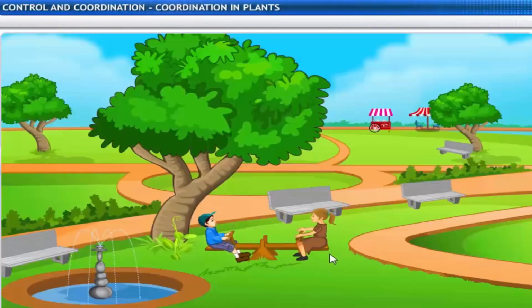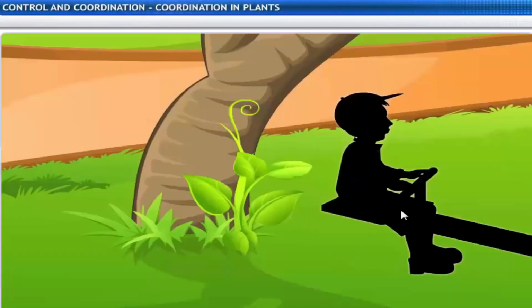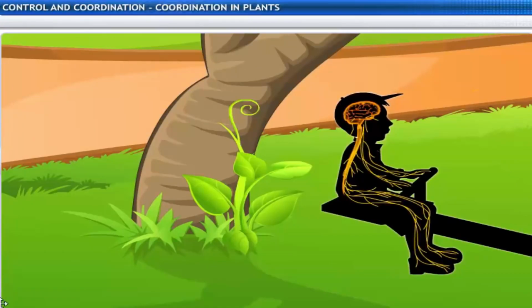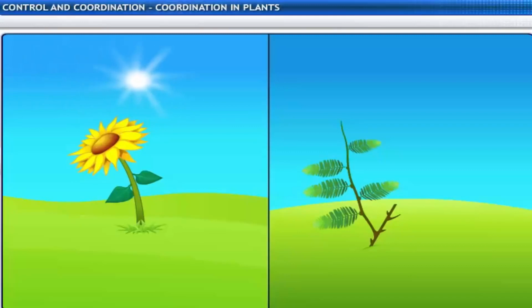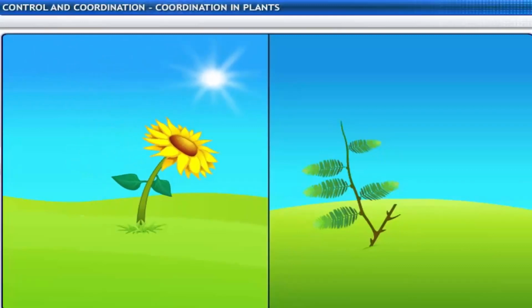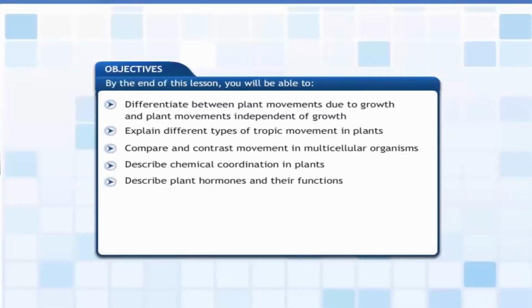Signals from the environment. Plants are no exception. But, unlike animals, plants don't have nerves for controlling and coordinating their activities. So how do they respond to stimuli? Plants respond to stimuli with the help of chemical compounds secreted by cells whenever needed. In this lesson, you will learn about the types of coordination in plants.